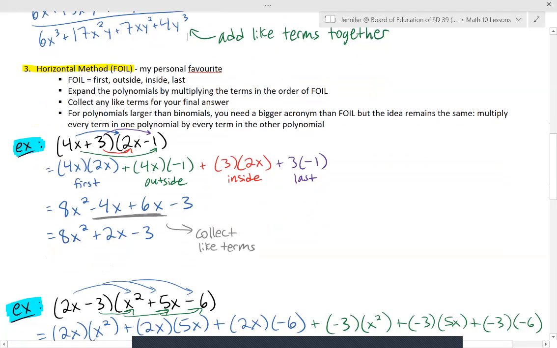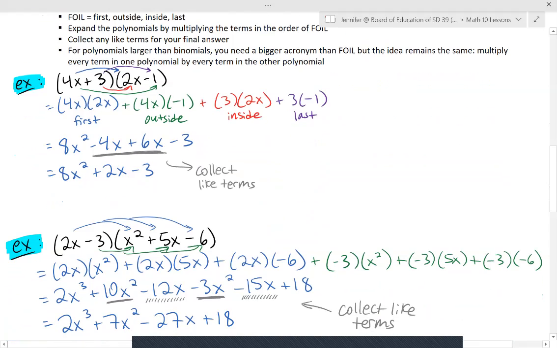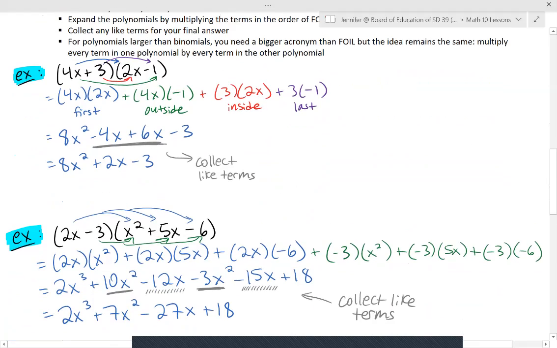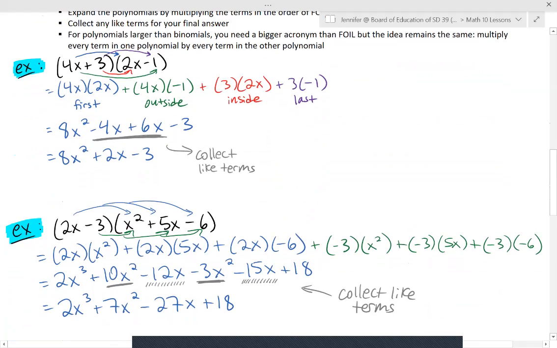When you have polynomials that are bigger than binomials, you need a bigger acronym than FOIL, but the idea remains the same. You just multiply every single term in one polynomial by every single term in the other polynomial. So I've done an example like that here. We've got a binomial times a trinomial. So yeah, we can't use our FOIL acronym exactly, but I've tried to set it up with the arrows again.